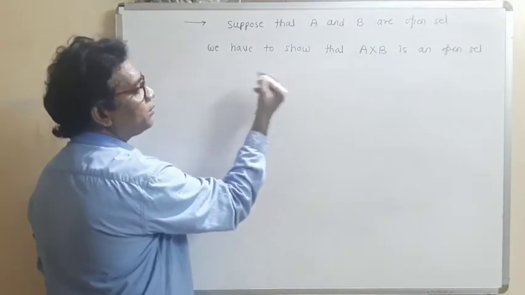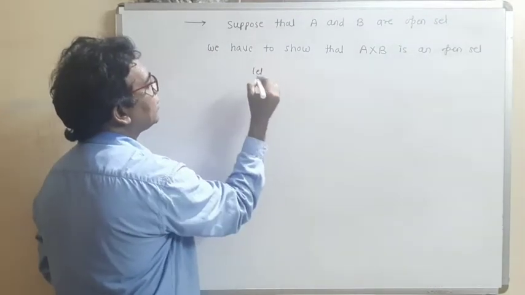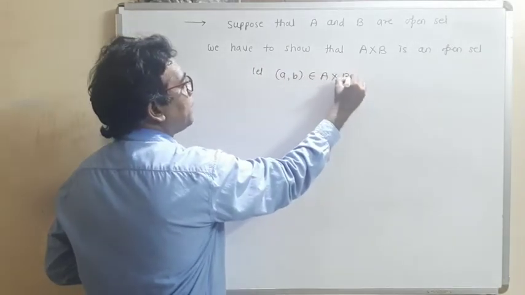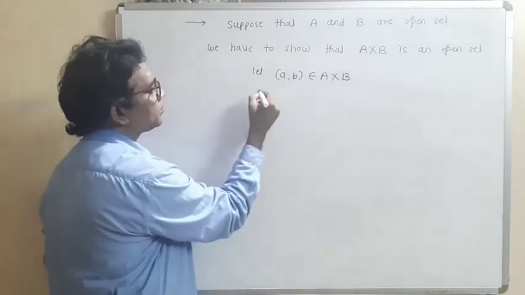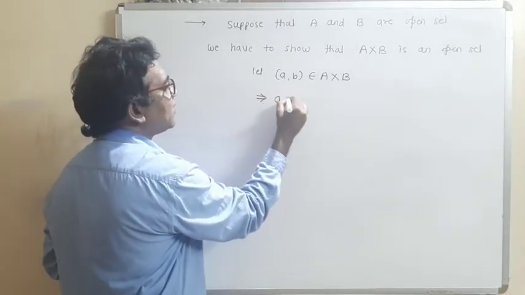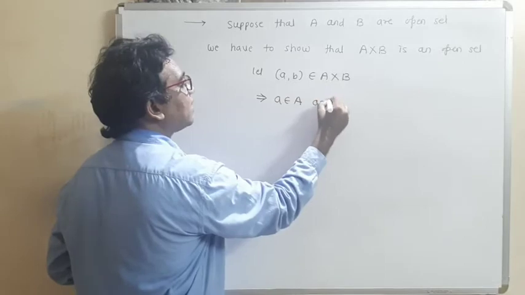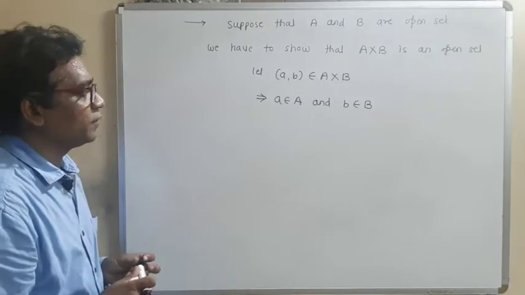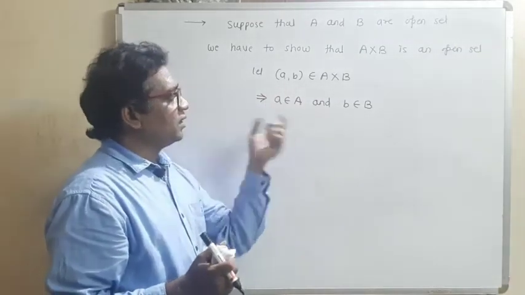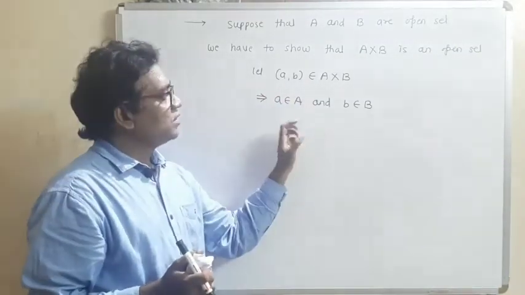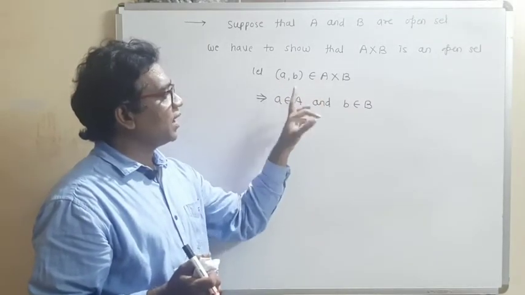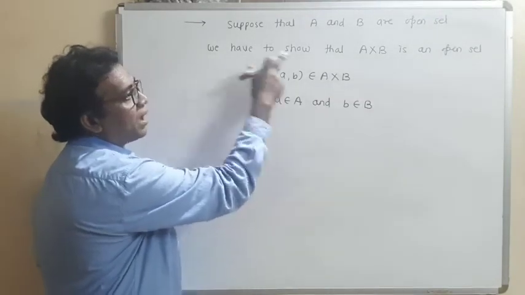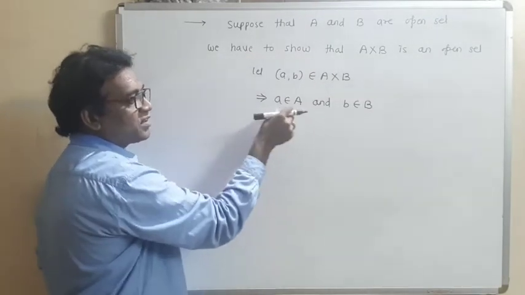So let us take one element belonging to the cross product. So write down, let (a, b) belong to A cross B. So this means that a is an element of the first set A and small b is an element of the second set capital B. This ordered pair (a, b) is an element of A cross B. So obviously a is an element of the first set A and b is an element of the second set B. Where what are A and B? A and B are open sets. So use this definition for open set.